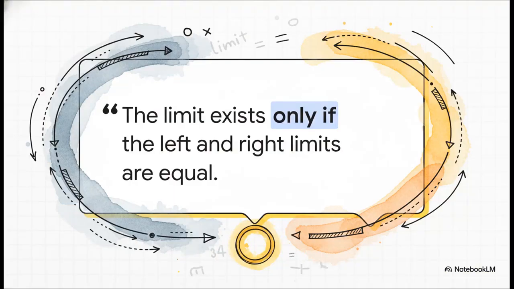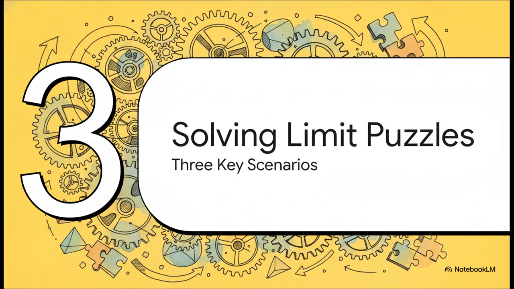And this is the golden rule. If there's one thing to remember, it's this. For the overall limit to actually exist, the journey has to lead to the exact same destination no matter which side you start from. If the left-hand limit and the right-hand limit are the same, boom, you've got a limit. If they're not, you don't. It's that simple.